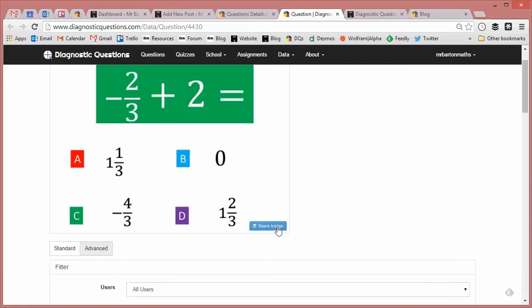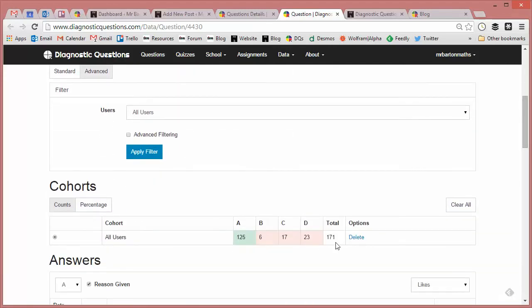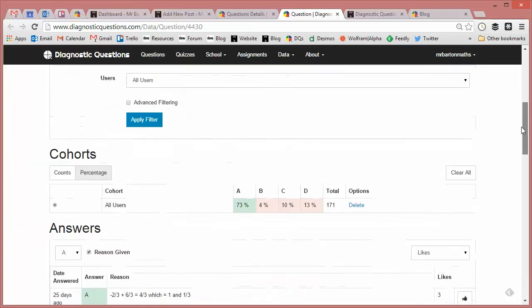If I go to advanced here, and this is for all users in the world, we can see that this question at the time of recording has been answered 171 times, and it's been got correct 125 times. Let's just change that to percentages. 73% of people are getting it right. That's pretty good, but C and D are causing no end of trouble here, and that's quite significant, because again, it's not just a case of students dropping a couple of marks at the end of a vectors question.